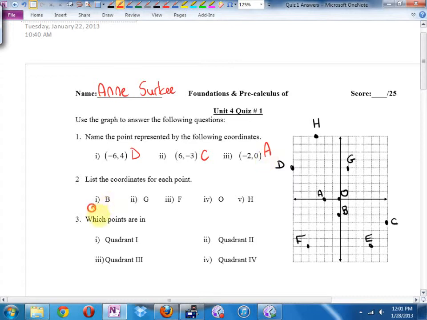List the coordinates for each point. Point B is (0, -2), half mark for each coordinate. Point G is (1, 1, 2, 3, 4), half mark for each coordinate. It's got to be in the correct order. Point F is (-1, 2, 3, 4, 5, 6), (-4, -6). Point O is (0, 0). Hey, I got that one. And point H is (-3, 1, 2, 3, 4, 5, 6, 7, 8).